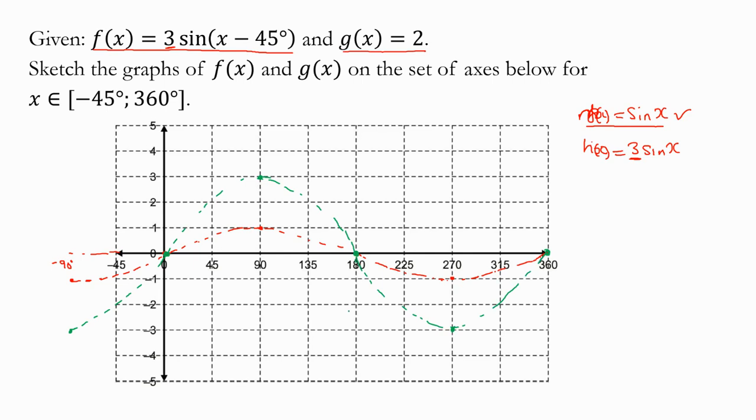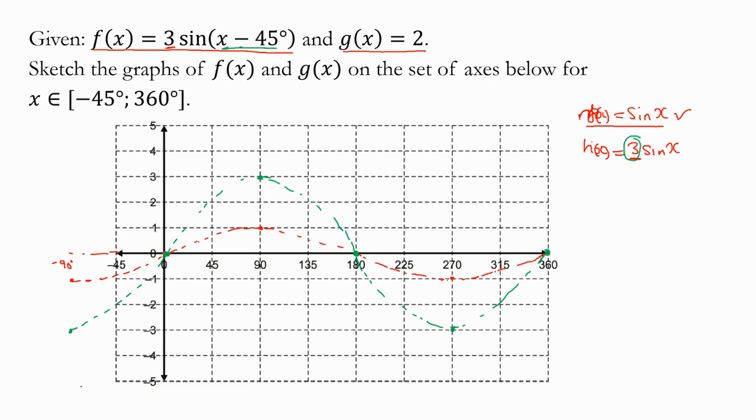And then for the next one, we want to see the effect of this negative 45. What does it do? That is a horizontal shift. If it's negative, the graph goes to the right, by 45 degrees. So I'm going to shift every point on the green graph by 45 degrees. The amplitude is fine, we have managed to change it now. We're shifting everything to the right by 45 degrees.